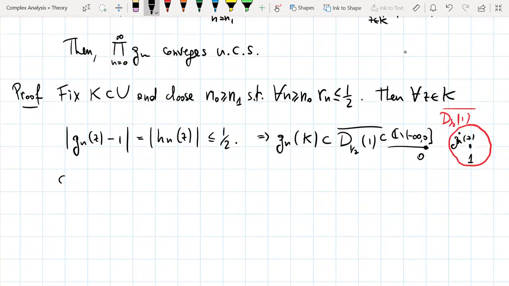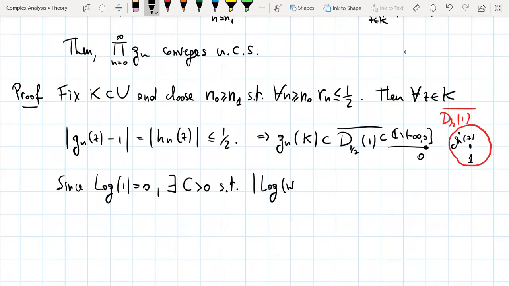So since the logarithm of 1 is equal to 0, there exists some c bigger than 0 such that the norm of the logarithm of w is less or equal than c times the norm of w minus 1 for all w belonging to this disk.